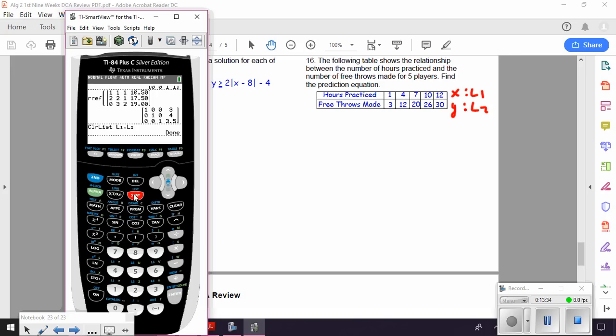Now go to stat, edit, so we can enter our list values. So 1, 4, 7, 10, and 12 go in list 1. In list 2, put 3, 12, 20, 26, and 30. Make sure you entered all the data from the table properly.